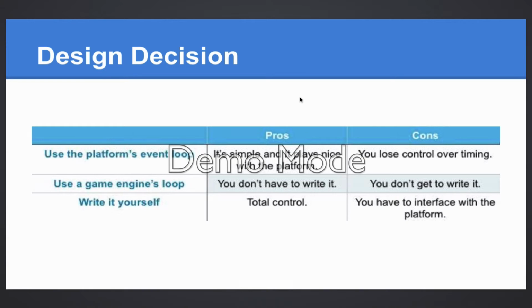The third way is to write your own game loop. It gives you total control, so you can make it do whatever you want it to. But there is a catch as well, as you need to interface with the platform. It can get extremely difficult to make the loop stable.